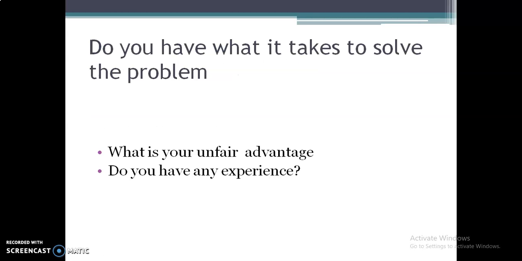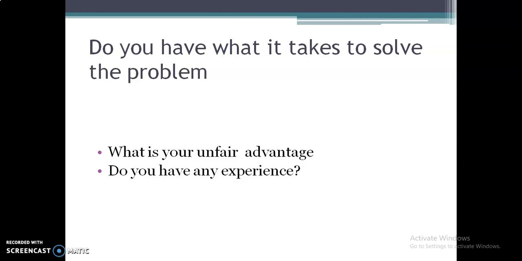So still talking about solutions. Do you have what it takes to solve this problem? There are myriads of problems around the world, and it's not as easy as telling people, go and solve a problem, go and do this. Do you have what it takes as a person? Do you have the experience? It's what we call the unfair advantage. If there are 20 persons running this business, what gives you that unfair advantage?